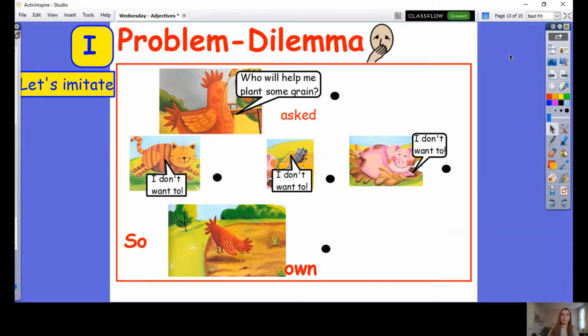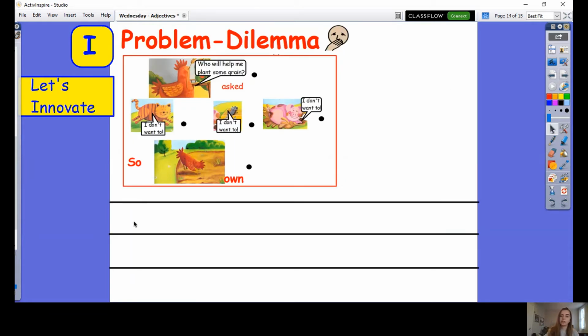You could be making a type of bread, for example, banana bread or something else, but you might want to say who will help me buy some ingredients if you're making a cake. Who will help me plant some vegetable seeds if you're making a vegetable pie, for example. So you're going to change your question. But you still are going to have 3 animals responding, I don't want to. And then she will do it or he will do it all by themselves because the 3 animals say no.